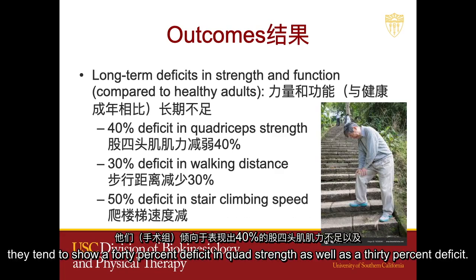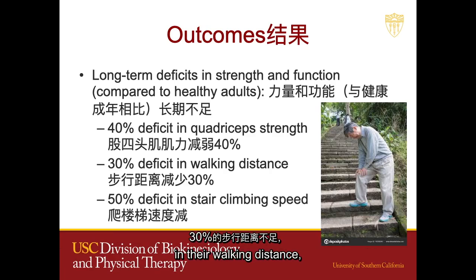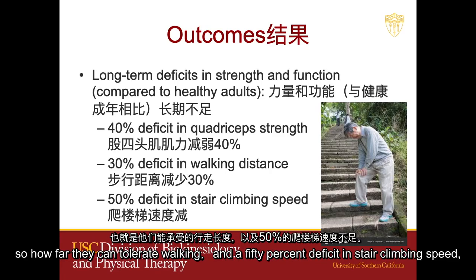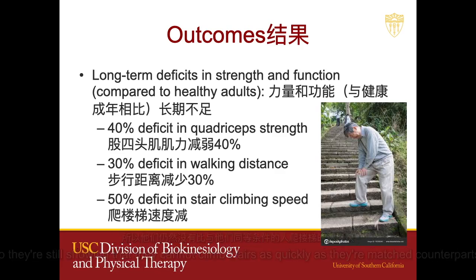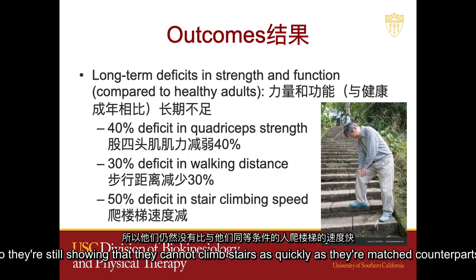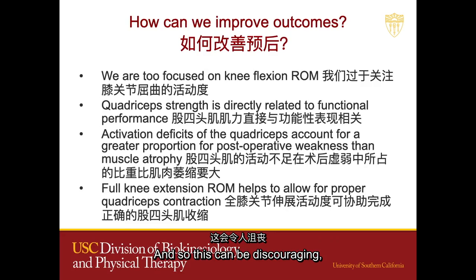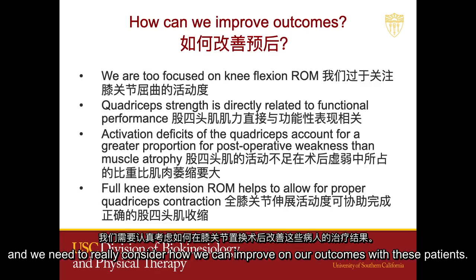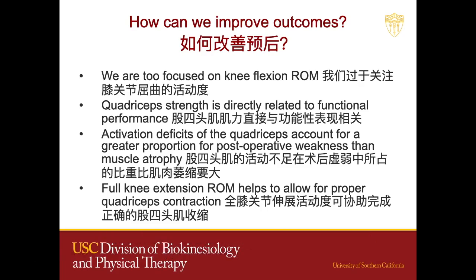They tend to show a 40% deficit in quad strength, as well as a 30% deficit in their walking distance, so how far they can tolerate walking, and a 50% deficit in stair climbing speed. So they're still showing that they cannot climb stairs as quickly as their matched counterparts. And so this can be discouraging, and we need to really consider how we can improve on our outcomes with these patients following a knee replacement.